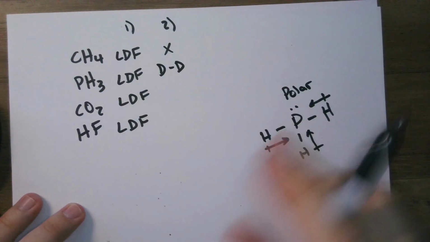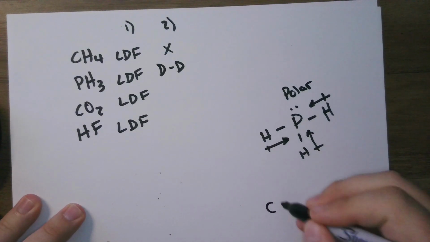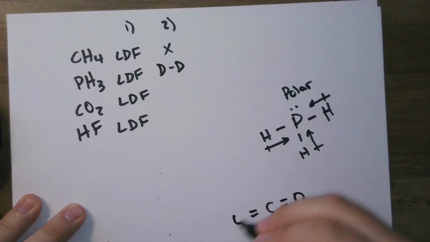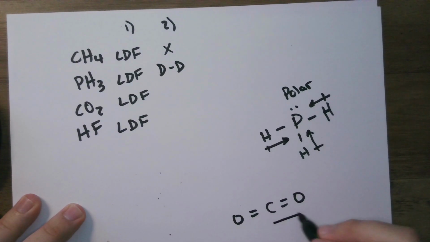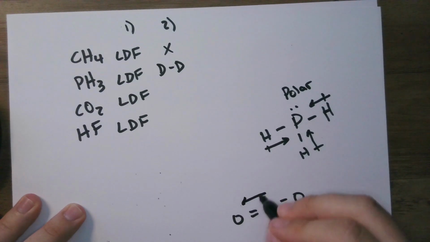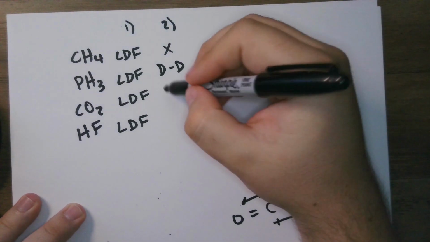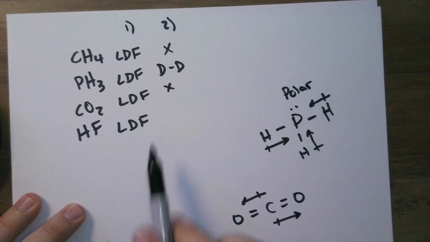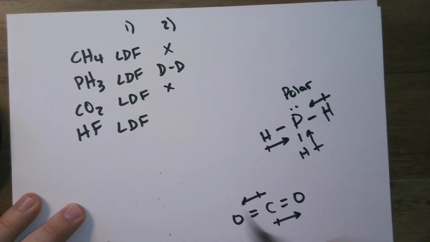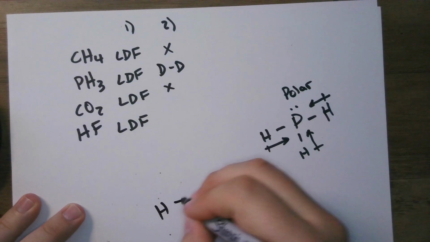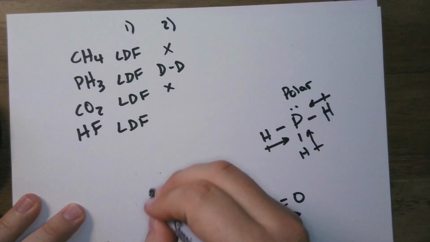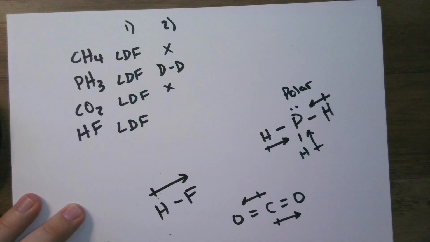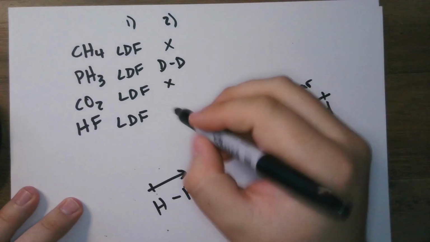I'm just going to abbreviate it to save time. CO2. Okay, it has some dipole moments in it, but this time they cancel out. Because they cancel out, this is a non-polar molecule, and there are no dipole-dipole forces. Lastly, I have HF. Dipole moment towards the fluorine, and these have dipole-dipole forces.